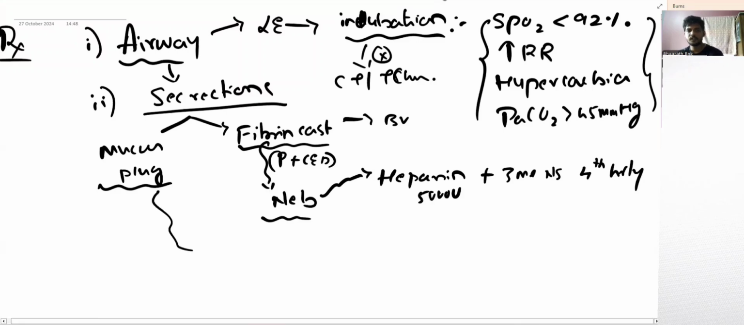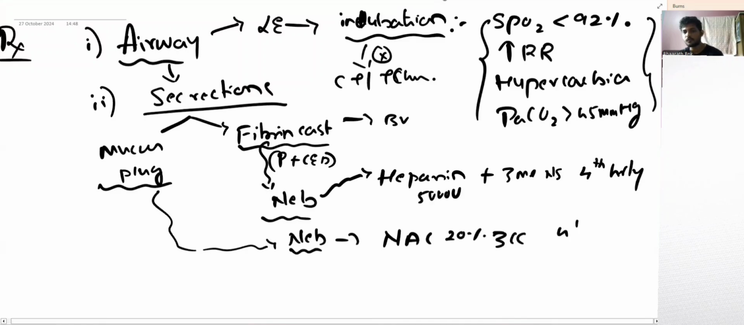Now, to break this mucus plug, you can use a nebulization of N-acetylcysteine. You get a 20% N-acetylcysteine, which is 3 cc, and you give it every 4th hourly. It is 6 times a day, which will break the mucus plug.